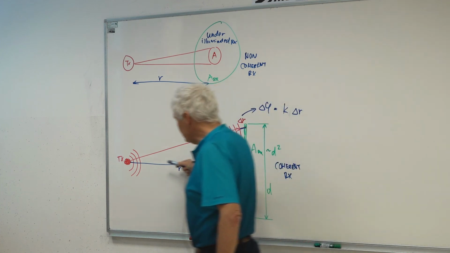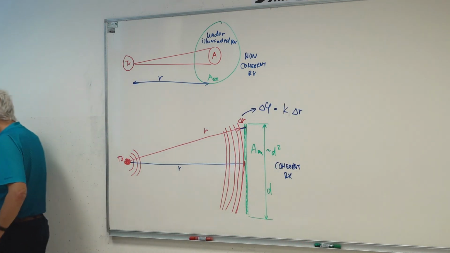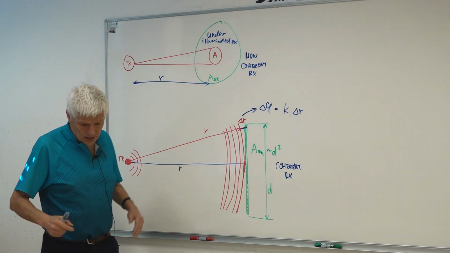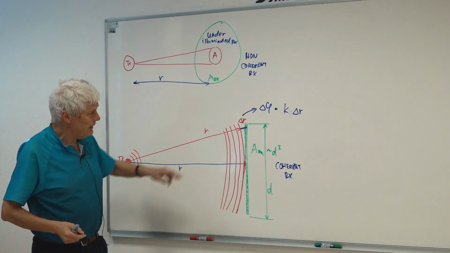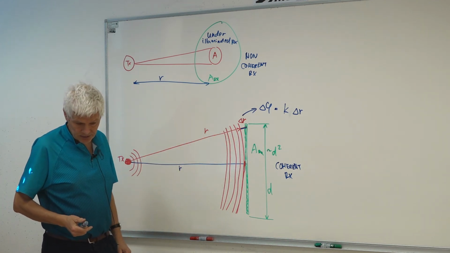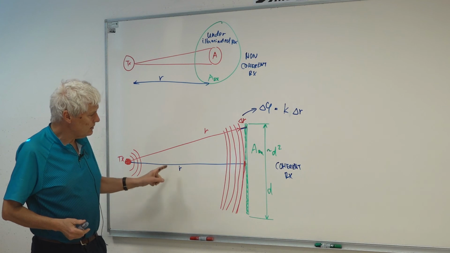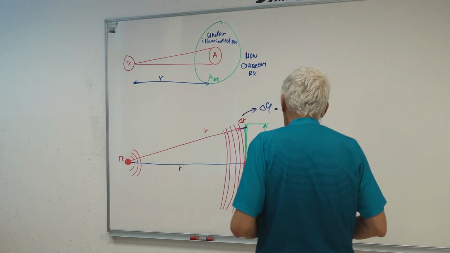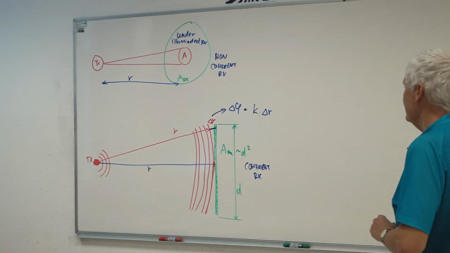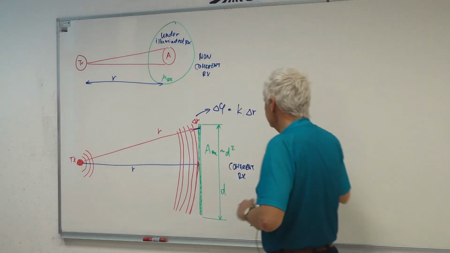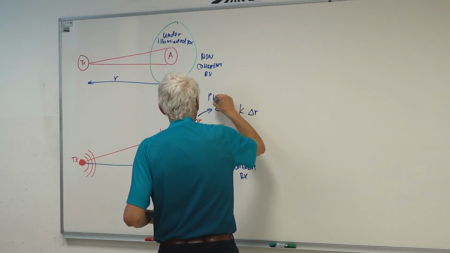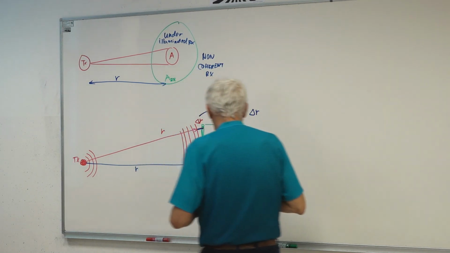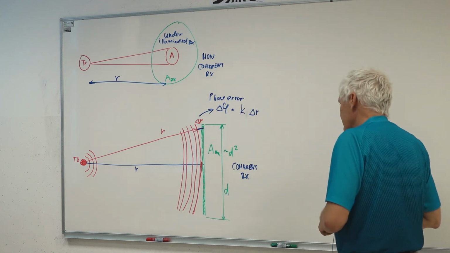If I move the transmitter far away here from my receiver, then these wave fronts at long distance become practically flat and this phase error vanishes. Of course, this phase error is a function of R here. What is the maximum phase error in this case? I will try to calculate this.